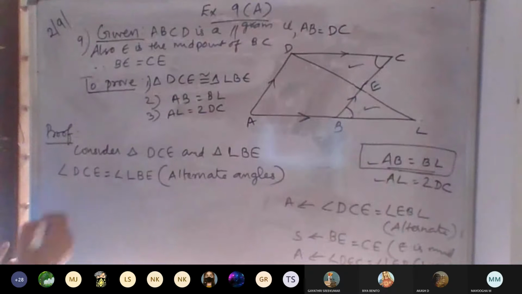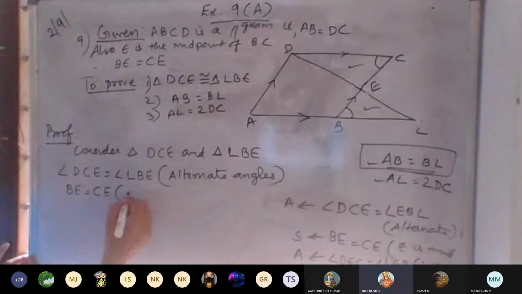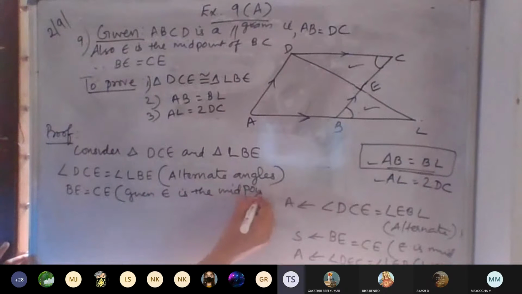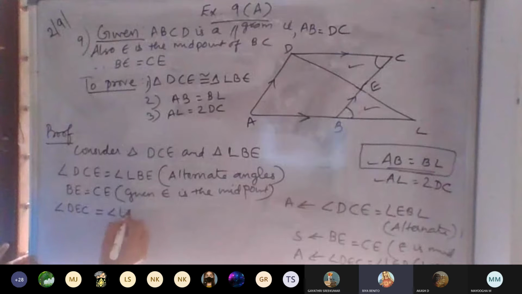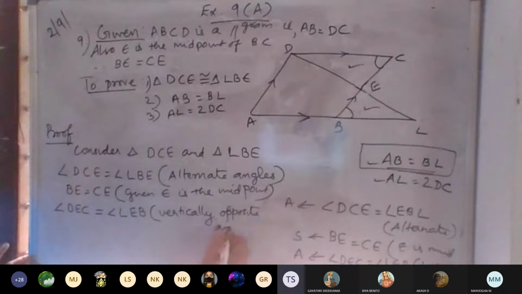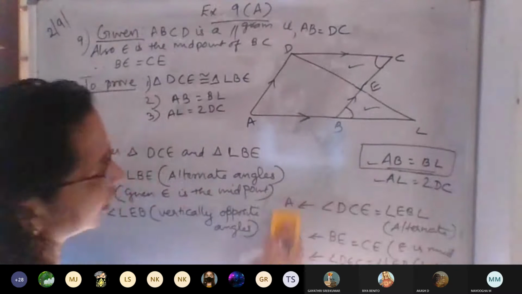Then BE is equal to CE. Reason: given, E is the midpoint. Then angle DEC is equal to angle LEB. Reason: vertically opposite angles.